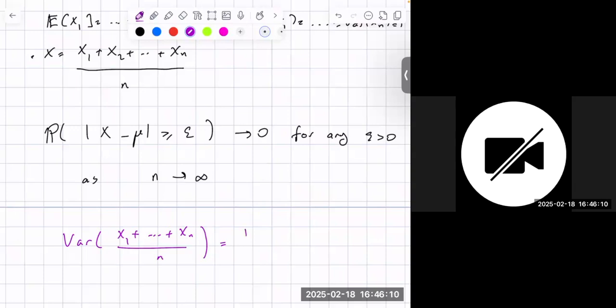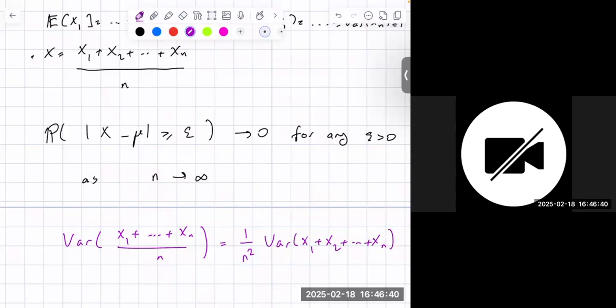So let me write it up. This will be the same thing as 1 over n squared times the variance of the summation. So far, so good. Since variance is a squared thing, if you're multiplying a number by 5, the variance gets multiplied by 25. Okay, so that's all I'm doing. Dividing by n is the same thing as multiplying by 1 over n, so the variance has to be multiplied by 1 over n squared. Okay, how about this part?